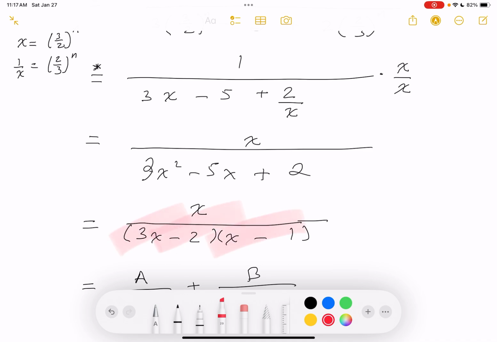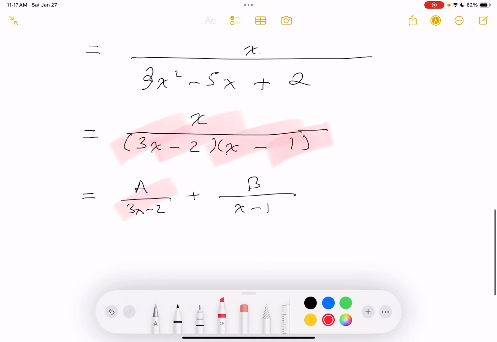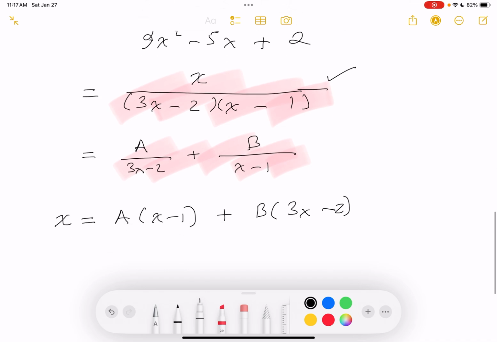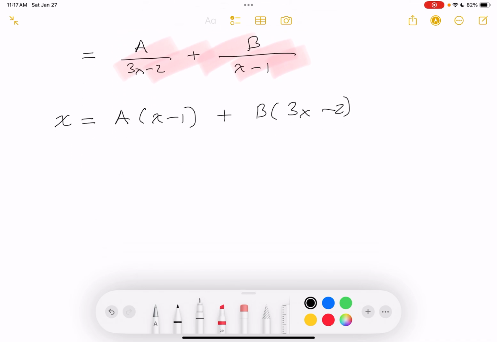I'm going to multiply both sides by the LCD. And what do you get? On the left side, that's the left side now, would be x. And on the right side, you get a times x minus 1 plus b times 3x minus 2. Now, depending on how you study partial fractions, you might have a different technique, but bottom line, we're not going to get different a's and b's.